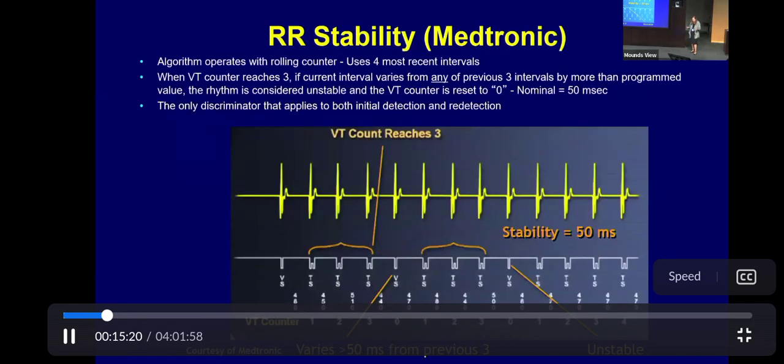And how does it work? Different companies and different devices have different ways to do it, and there are different algorithms. For example, if you're looking at stability, you could look at, in this case, the first 4 intervals. When you get to 3 beats, those 3 beats meet that rate cutoff of the device to detect it, and then the 4th beat is compared. If you have it set at, say, over 50 milliseconds, which is the standard, and that differs by more than 50 milliseconds from the previous 3, that is considered unstable in terms of irregularity.